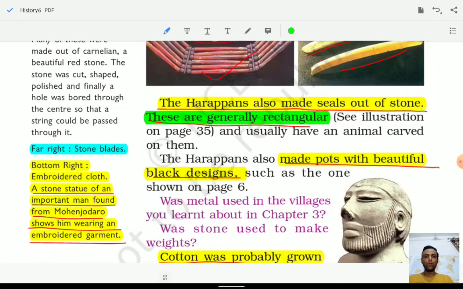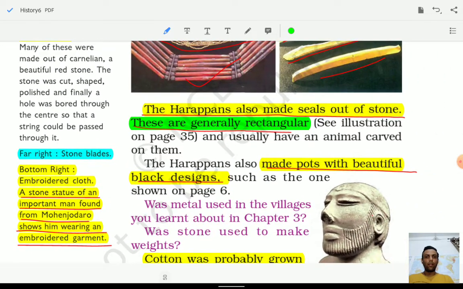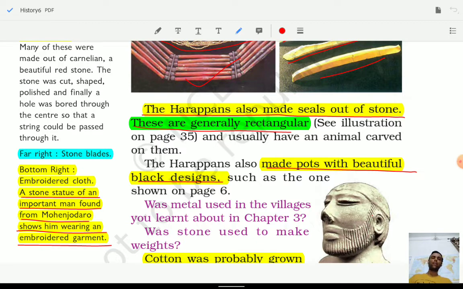So we have already known about the beads, stone blades. So these were the stone blades at the right hand side. The Harappans also made the seals out of stone. So steatite stones were used, and other seals like terracotta seals. Terracotta has also been used to prepare the seals, right? So these are generally rectangular. Not all were rectangular, but generally.